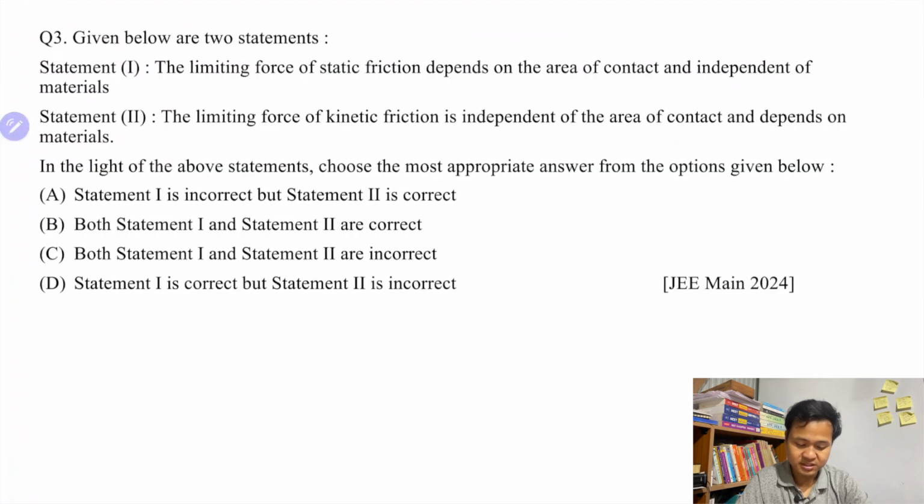Okay, question number 3. Statement 1: the limiting force of static friction depends on the area of contact. It does not depend on the area of contact, so statement 1 is wrong. Static friction or kinetic friction does not depend on the area. It depends only on the material. So statement 2, that it is independent of area, is correct. So 1 is wrong, 2 is right.